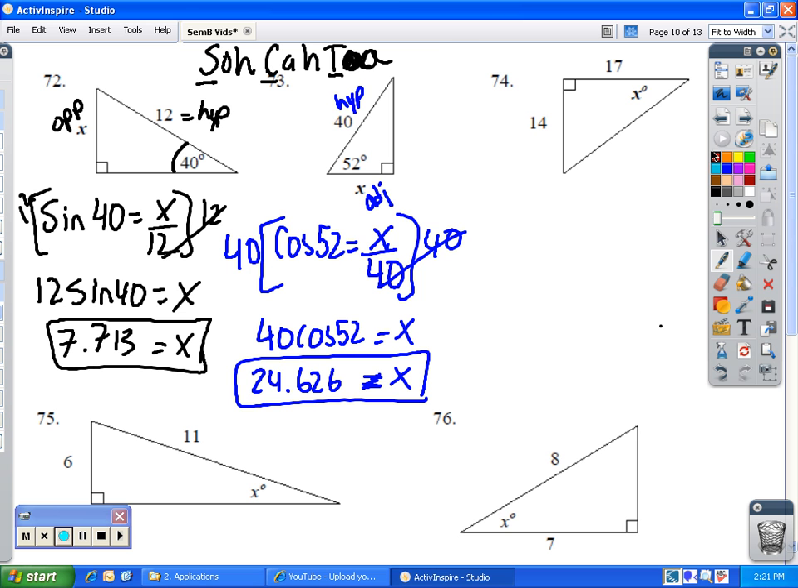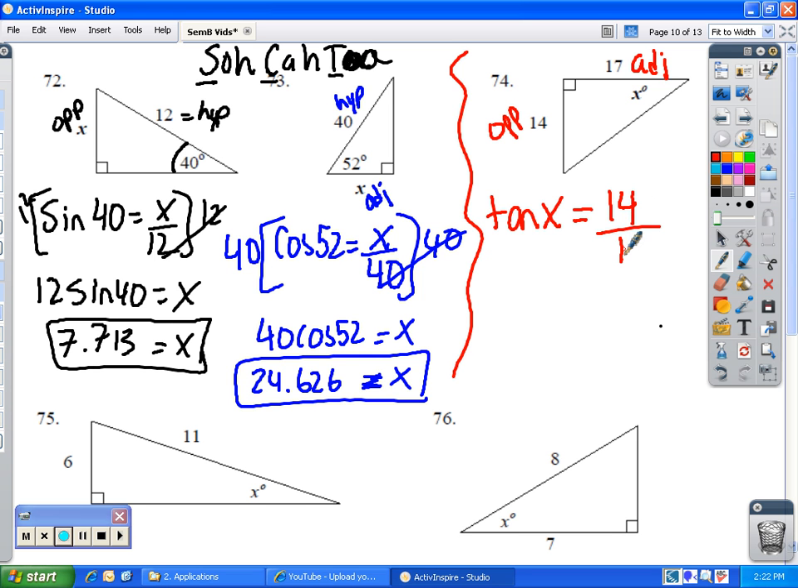Moving on to number 74. I'm still identifying my angle first, although now my angle is x. Opposite from my angle is 14. Next to my angle is adjacent. And I know it's not the hypotenuse because it's not across from this 90 degree angle. The trig function that uses opposite and adjacent is tangent, the T right over here. So the tangent of my angle equals opposite over adjacent.